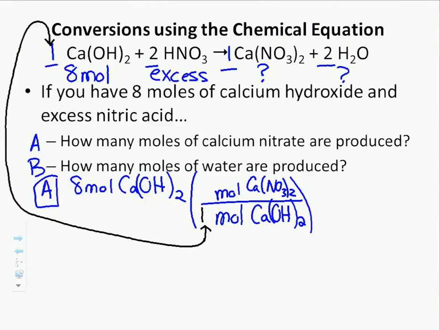So to figure this out, we have to do the same thing. The number that goes here is our coefficient from our balanced chemical equation. So what this is saying is that for every 1 mole of calcium hydroxide that reacts completely, you're going to produce 1 mole of calcium nitrate. So in doing the math, 8 times 1 divided by 1, that means that for every 8 moles of calcium hydroxide, you're going to produce 8 moles of calcium nitrate.